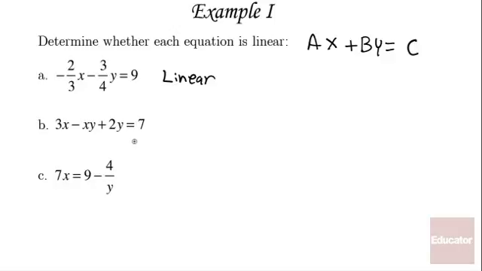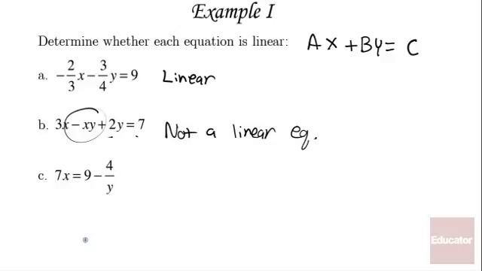Now, I look at this second one, and I compare it with my standard form. 3x minus xy plus 2y equals 7. Well, I have my A as 3, and I've got a B over here of 2, and I have a C, which is 7. But the thing is, I have this minus xy term in the middle, and there's no way to get rid of that. Therefore, with the negative xy, it is not in standard form. I can't get it into that form. So this is not a linear equation.